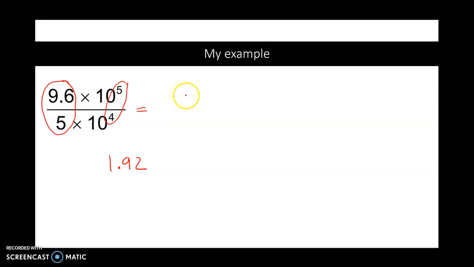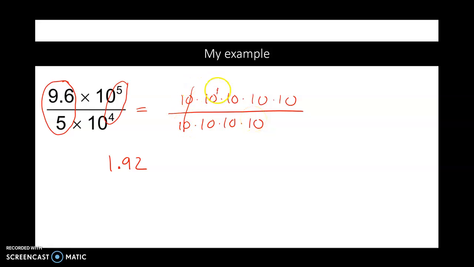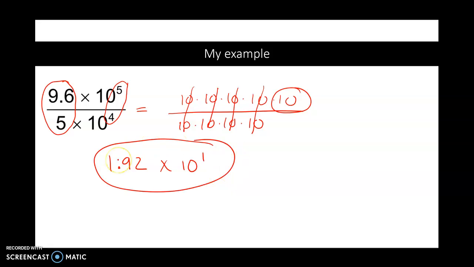The long way looks like this. You got 10 times 10 times 10 times 10 times 10 over 10 times 10 times 10 times 10. 10 divided by 10 is 1, so these are going to all cancel out, and we are left with what? 1 times 10. So it's going to be times 10 to the first. All done. And see how since we crossed them out, they canceled out, we ended up subtracting them. So we did 5 minus 4, which is 1.